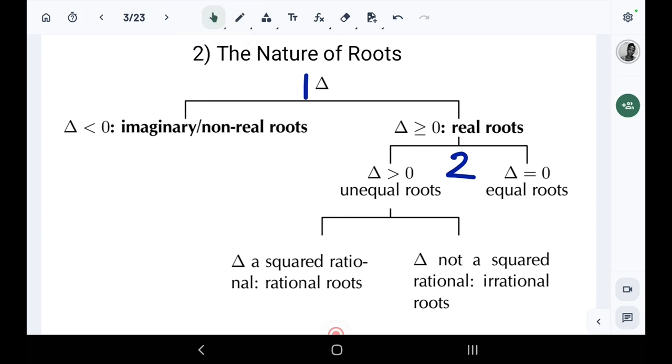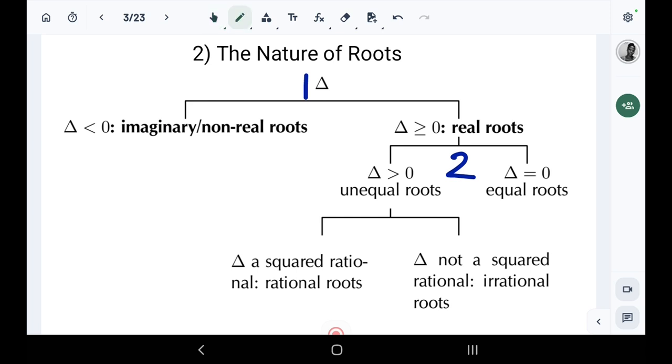Now you take it a step further. If your roots are equal, in other words, the discriminant is equal to 0, then that's where it ends. There's no taking anything further. Your roots are real and equal, that's it. Now, if your roots are real and unequal, in other words, your discriminant is greater than 0, it is a positive number, then you take it a step further. That is step number 3.